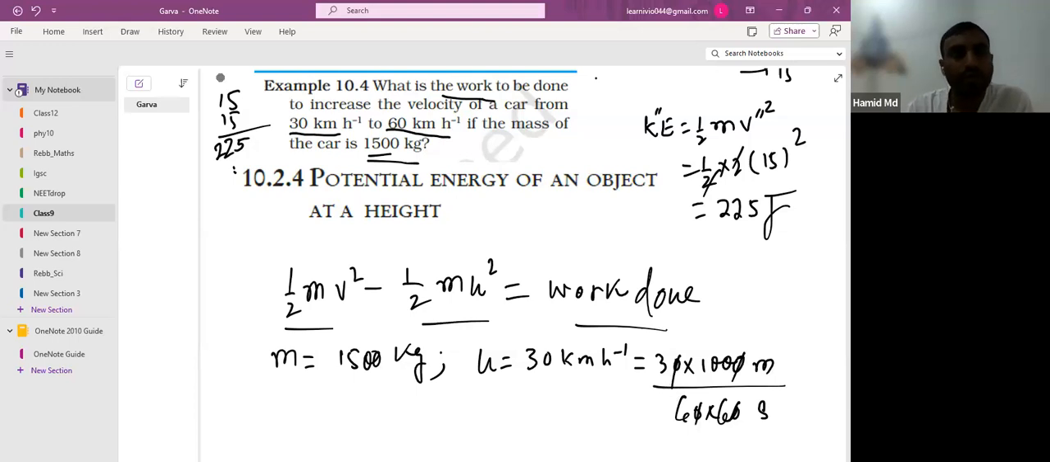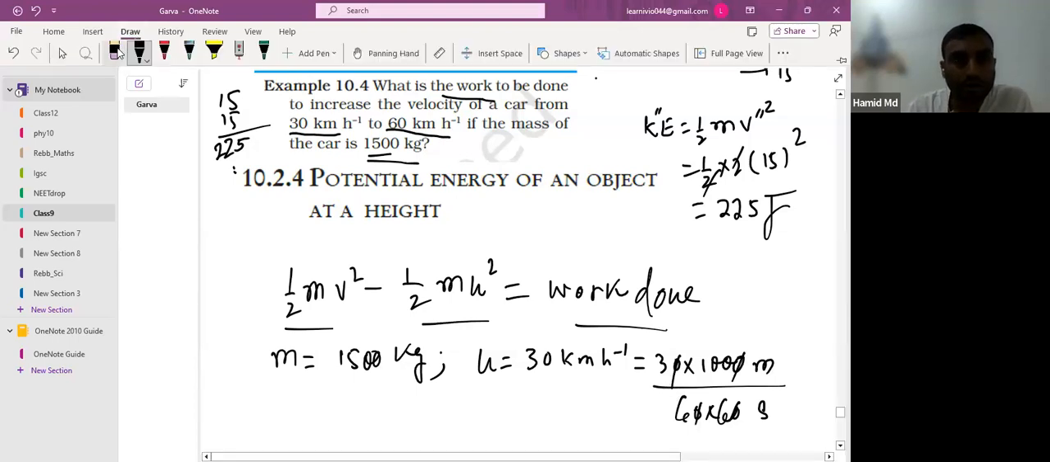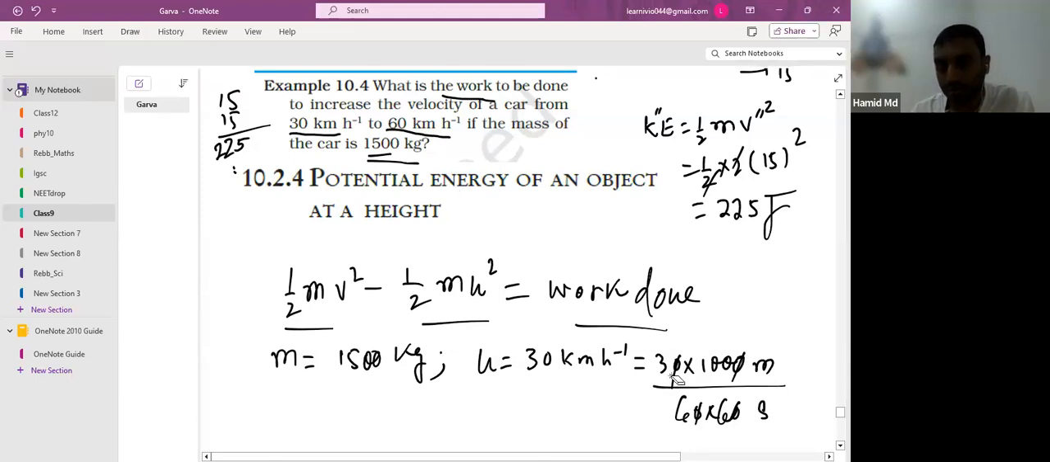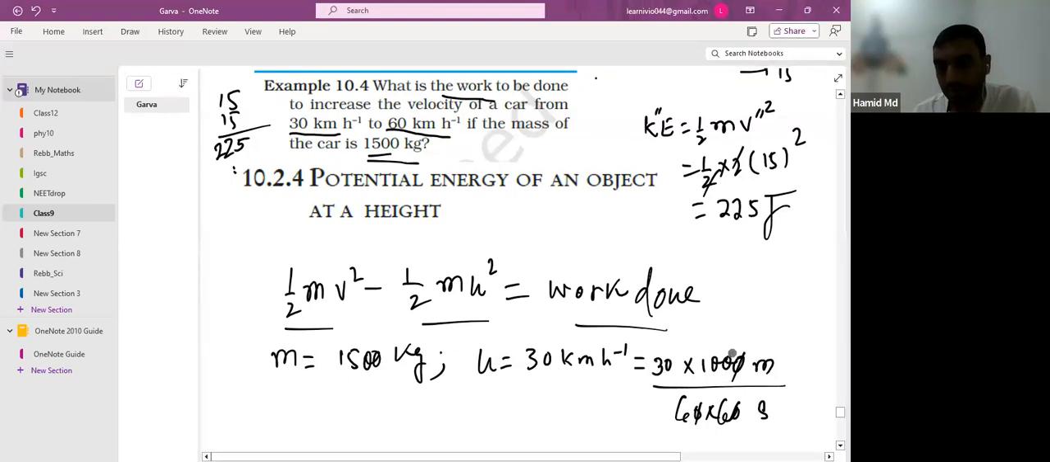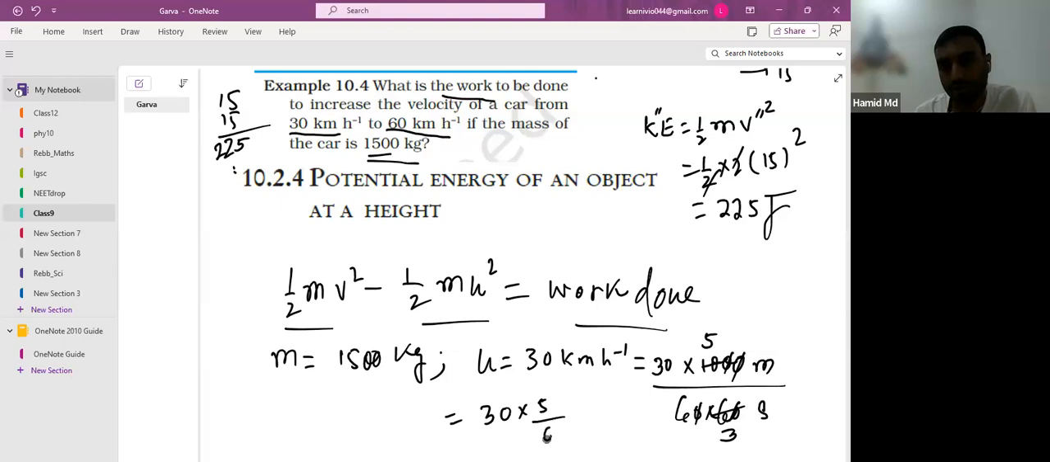I did one thing out of order, so I'm going to correct that. I will keep this 30 as it is. So now I will solve that. This will be 5 over 6 into 3. So it is nothing but 30 into 5 divided by 6 into 3.